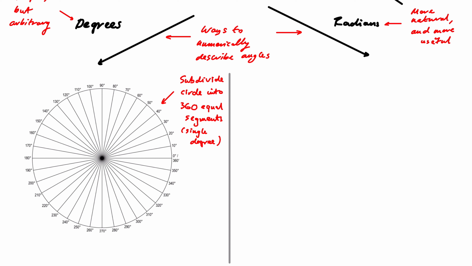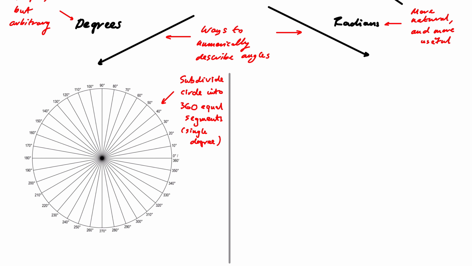It's divisible by 2, 3, 4, 5, 6. Is it divisible by 7? I need to think about that one. Doesn't matter. Divisible by all sorts of things, right? 10. Lots of things, right? So basically, we have this system where we're going to divide the circle into these pieces.